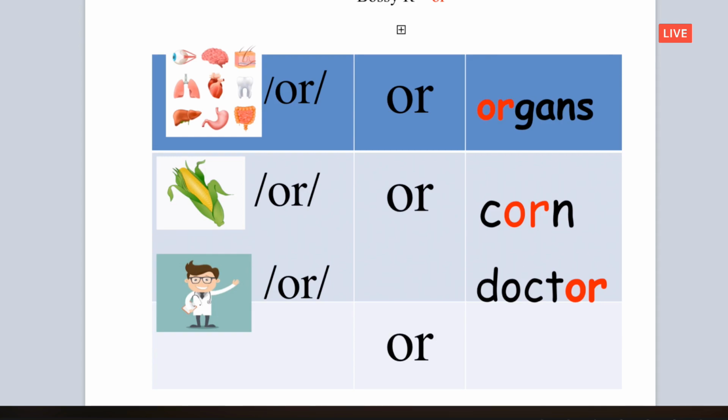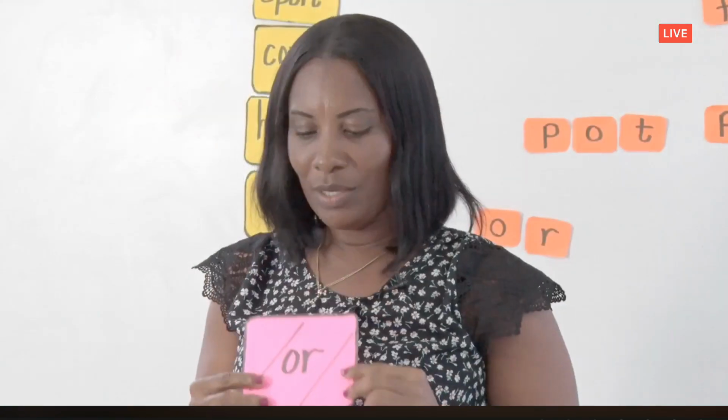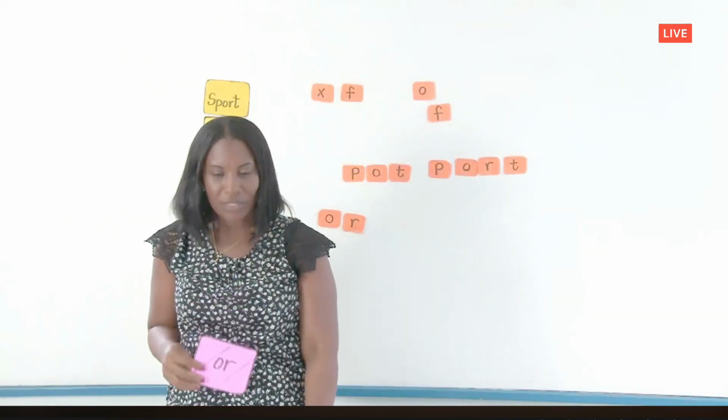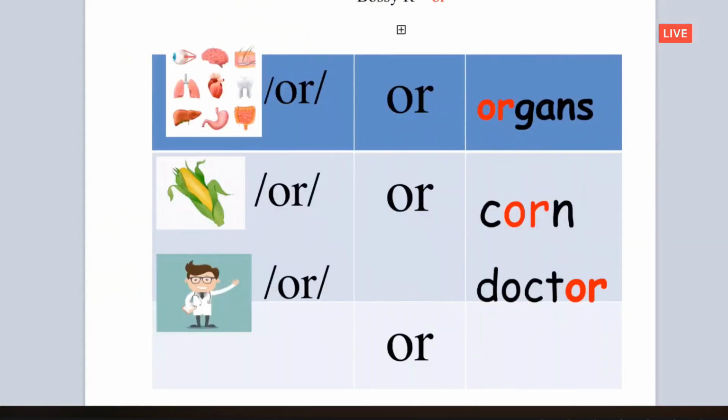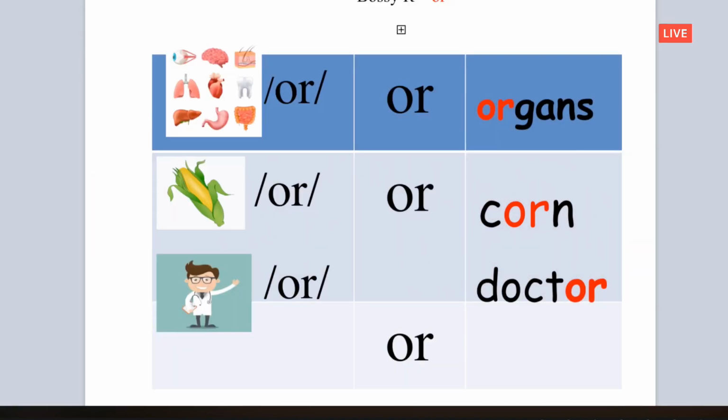One more time. Now, this is the sound OR, and you can write that sound with the letters O and R. Very good. I want you to listen again for the sound in the word corn. Corn. Is our sound at the beginning? No. At the end? No, we can see that the R sound is in the middle of the word. I want you to think now of any other word where that R sound would be in the middle of the word.